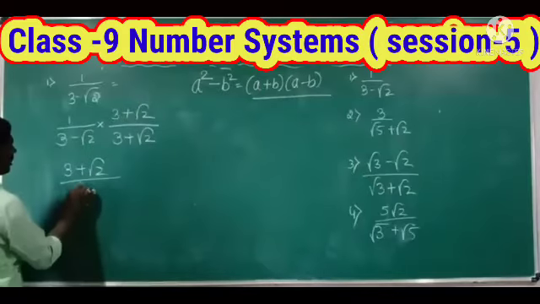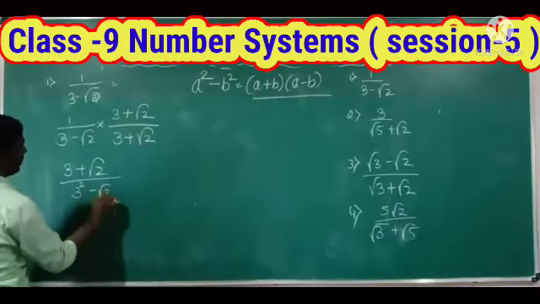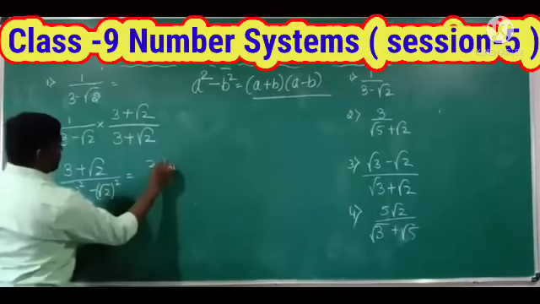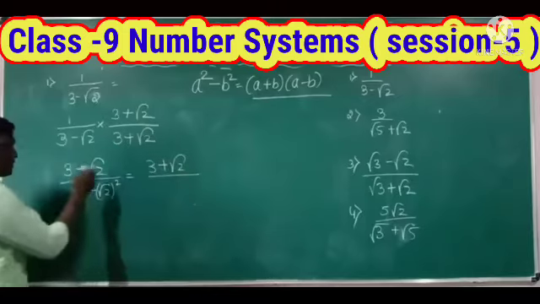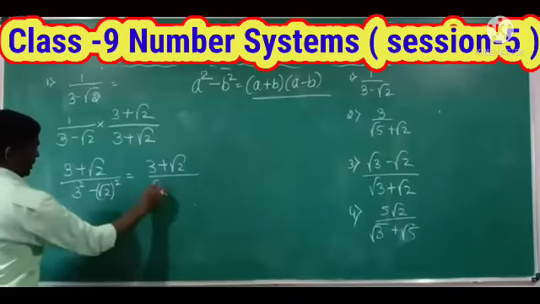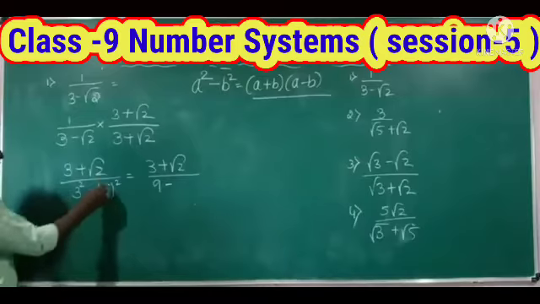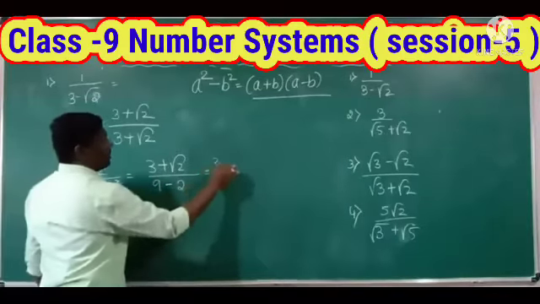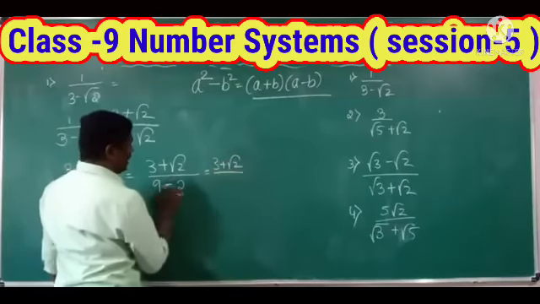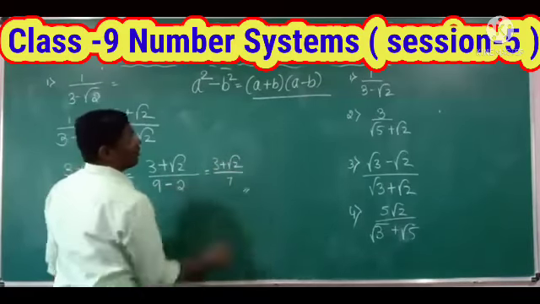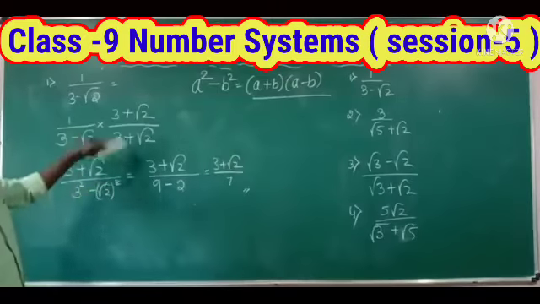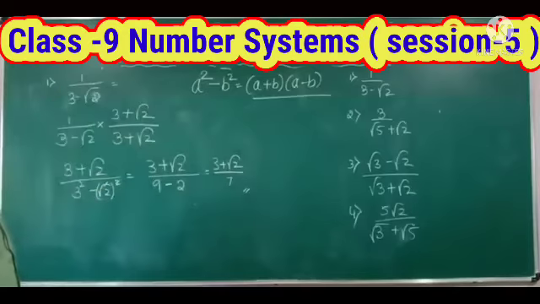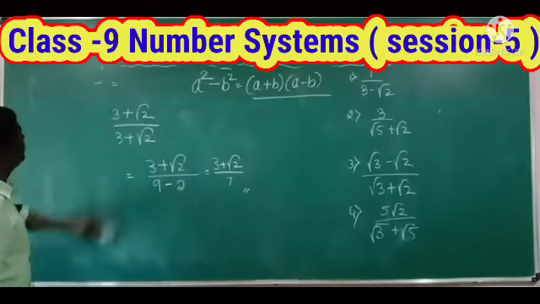So 3 square minus root 2 whole square. Here 3 plus root 2, we cannot add these two, so write as it is. 3 square is 9, square and root get cancelled, remaining 2. So 3 plus root 2 divided by 9 minus 2, which is 7. Okay, so this is the rationalized answer of the first question. Okay, see the next one.